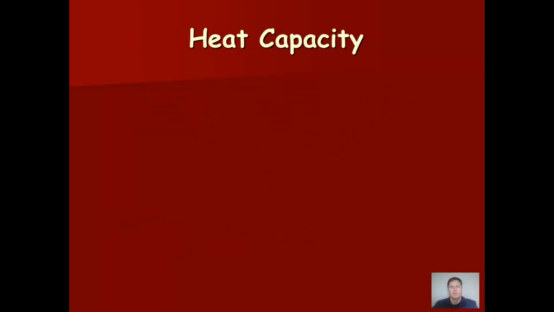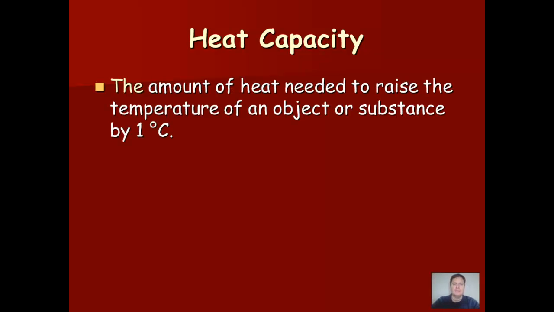The second quantity we're going to look at is heat capacity. And heat capacity is related to specific heat. But rather than looking at 1 gram of a substance like specific heat does, heat capacity is going to look at the whole entire object, the whole mass of it. We can define it as the amount of heat needed to raise the temperature of an object or substance by 1 degree Celsius. So how much energy does it take to increase the entire mass by 1 degree Celsius?